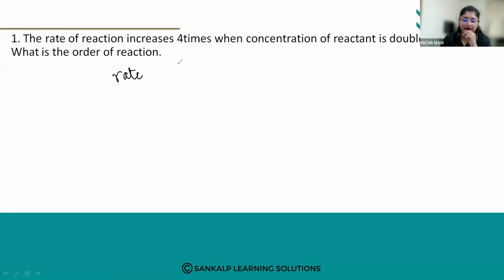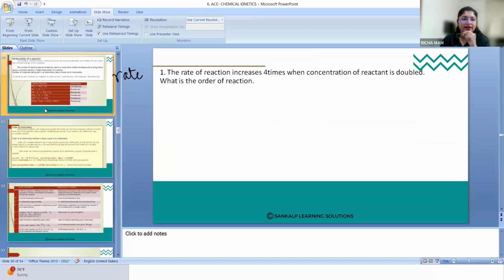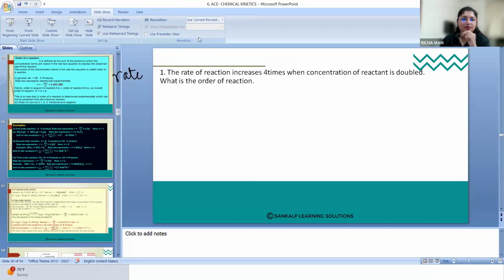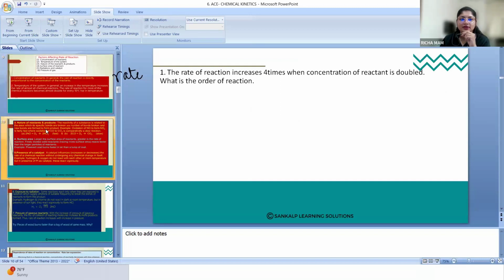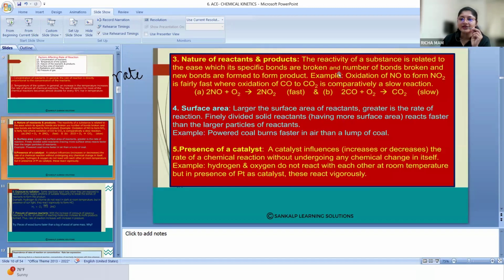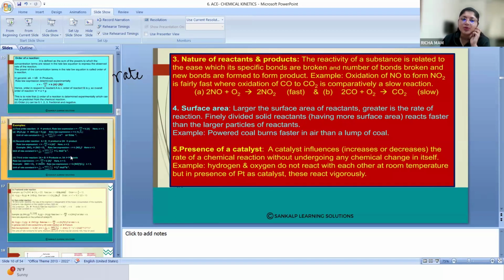When we are talking about the rate of the reaction, what is the rate of the reaction? When we talk about the factors affecting the rate of reaction, here it is, right? The nature of reactant. The reactivity of a substance is related to the ease with which its specific bonds are broken. So it depends on the nature of reactant. The nature of reactant plays an important role.